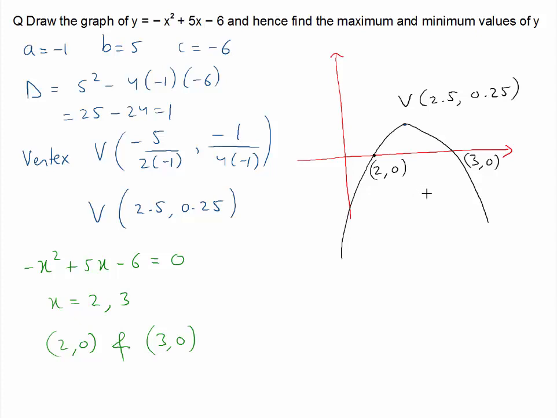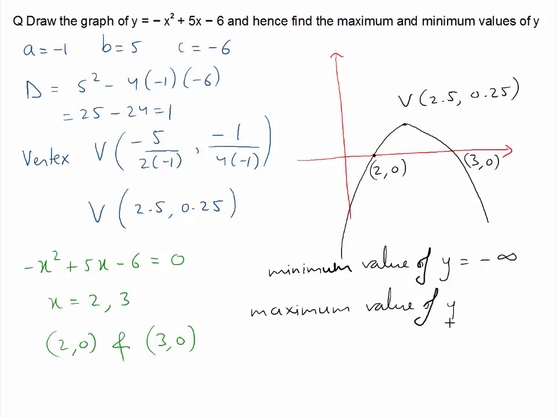Now we need to also find the maximum and minimum values of y. Since the graph is continuously going down, the minimum value of y would be minus infinity because it goes to the depths. Now the maximum value of y would be the y coordinate of the vertex, which is this height. So this height is 0.25. So the maximum value is 0.25. Let's do a few more questions.